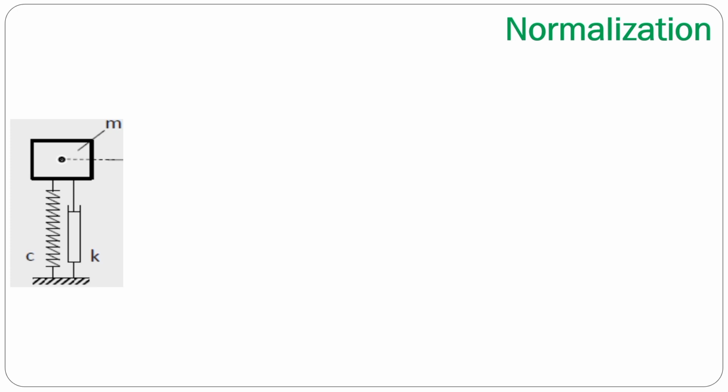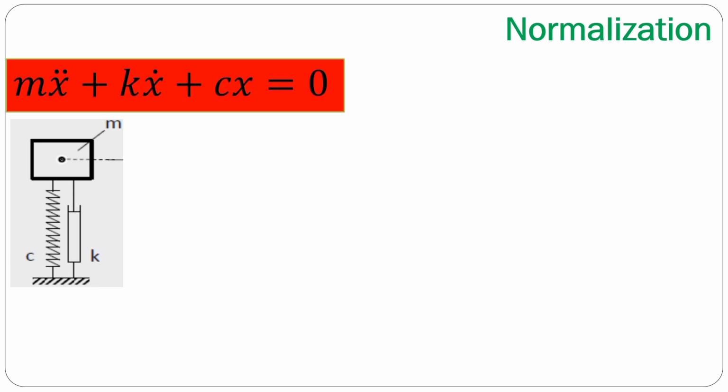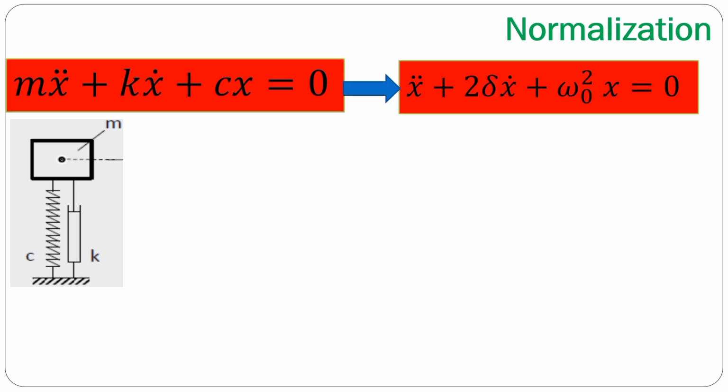In fact, we now have a normalized, homogeneous second-order ODE. Normalized means that there is no longer a factor in front of x double dot, and homogeneous means that the right side of the equation is equal to 0.